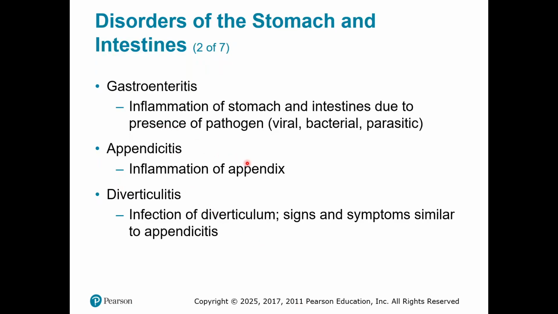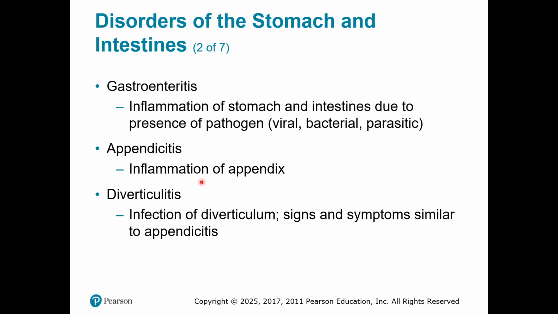Gastroenteritis. It's an inflammation of the stomach and intestines due to the presence of a pathogen. These pathogens could be viral, they could be bacterial, or even parasitic. Right, so you go to the hospital. They send you to CT. They can't really find anything wrong. You're going to get a diagnosis of gastroenteritis.